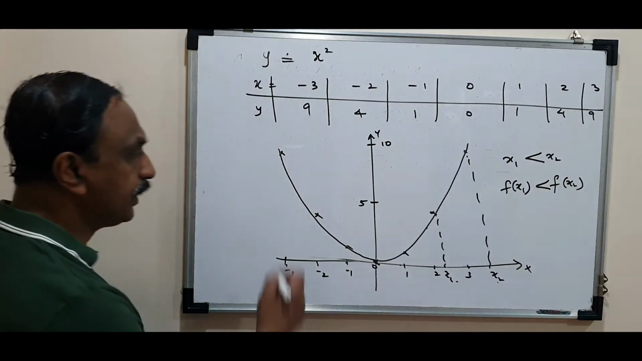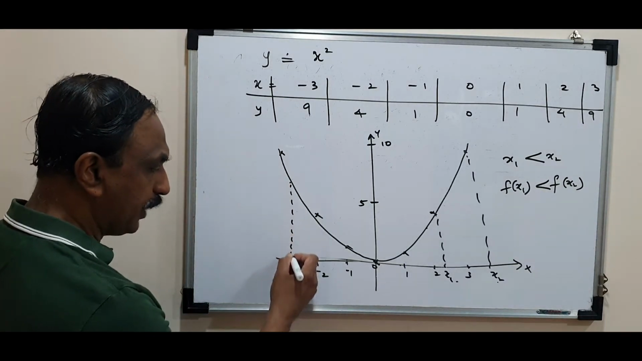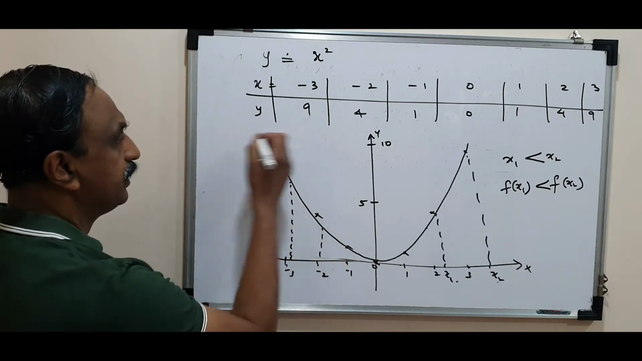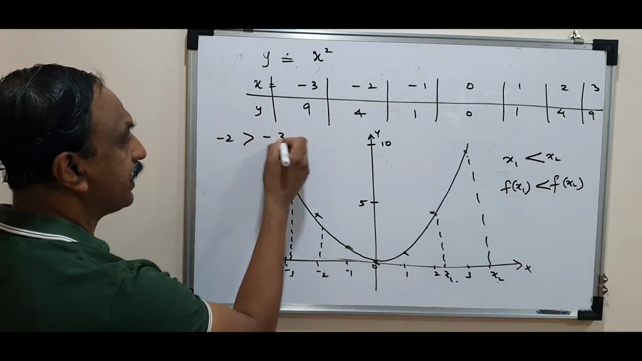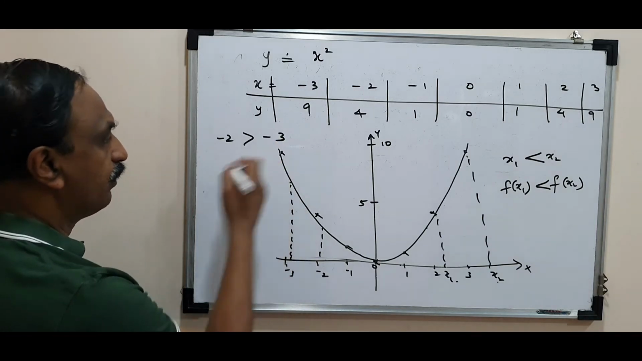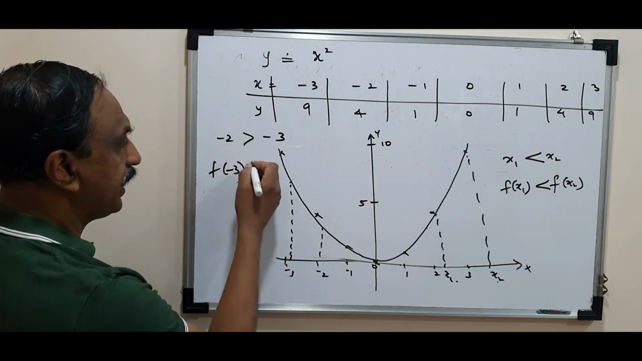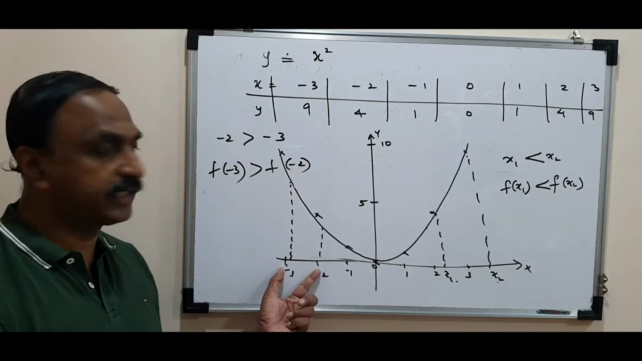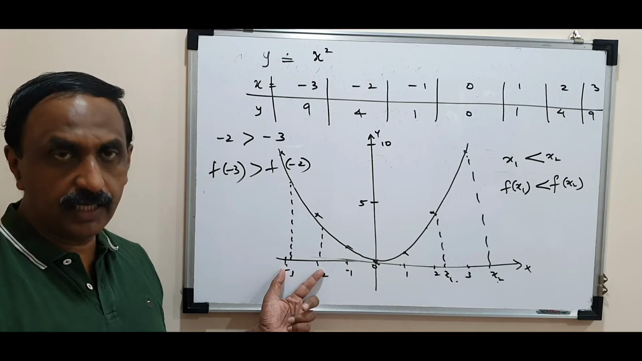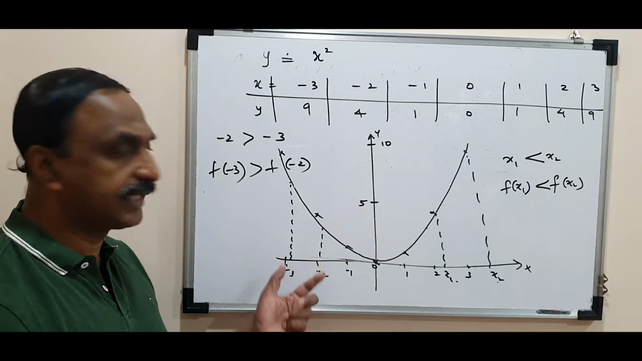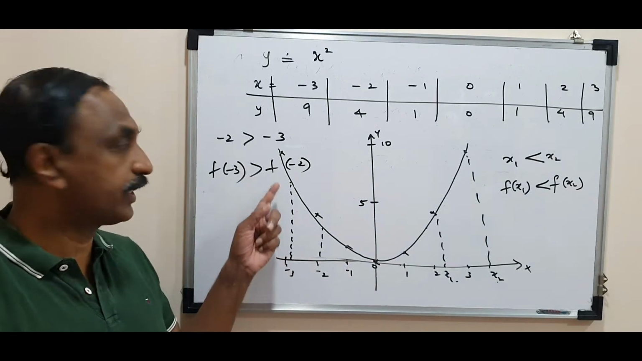Let's have a look at this one. Here you can notice that -2 is greater than -3. But whose y coordinate is more? The y coordinate of -3 is greater than the y coordinate of -2. So what is happening here is the reverse. When the x coordinates are bigger, the function values are lesser. In such a case we say the function is monotonically decreasing.